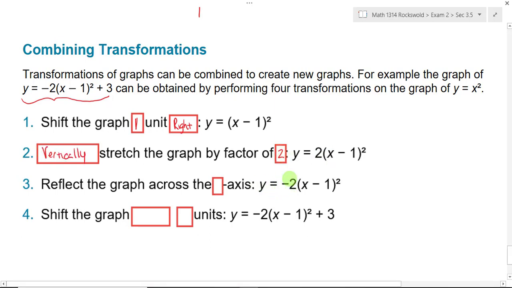And then when I put this negative in front right here, what does that do to the graph? It reflects across the x-axis. And then when I put that plus 3 on there, what does it do to the graph? It shifts the graph up 3 units.